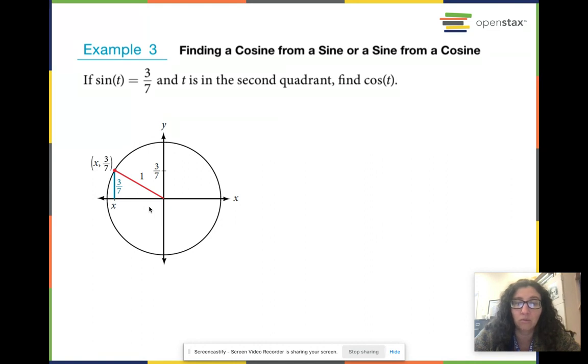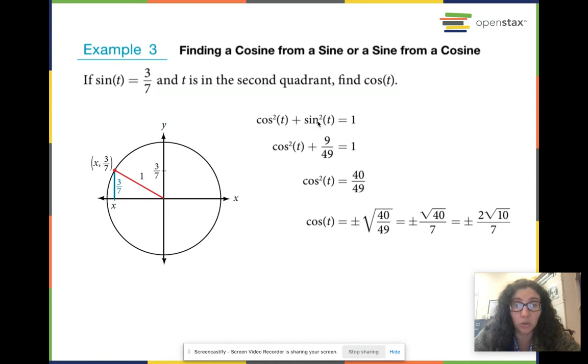Well, how could we figure that out? We could use the Pythagorean theorem, right? We could say cosine squared of t plus sine squared of t equals 1. We don't know what cosine is, but we do know sine of t. It's 3/7. So we square that, we get 9/49. Subtract that using fractions. Cosine squared of t is this thing. So cosine of t could be, when we take the square root, remember we have to say plus or minus, square root of 40/49. The denominator is just 7. We can simplify the numerator to be 2 times square root of 10. So cosine of t is plus or minus this thing, 2 square root of 10 over 7.